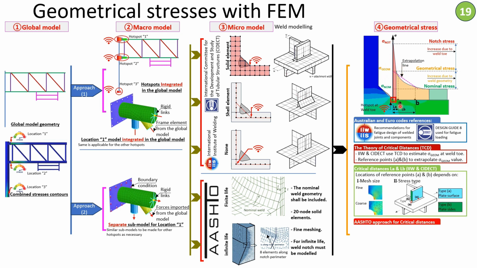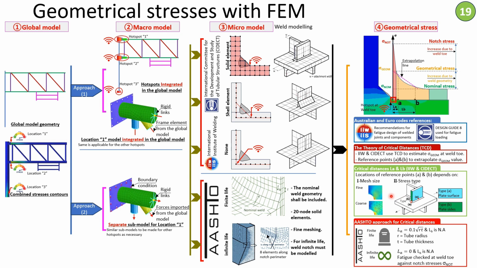The location of point A and point B is defined by distances LA and LB. And LA and LB depend on the mesh size, whether it's fine or coarse, and it depends what type of stresses you are reading. Are you reading plate surface stresses or plate side stresses, as we can see here in the graph? If you go to those two documents, you will find the whole story about LA and LB and how we get them.